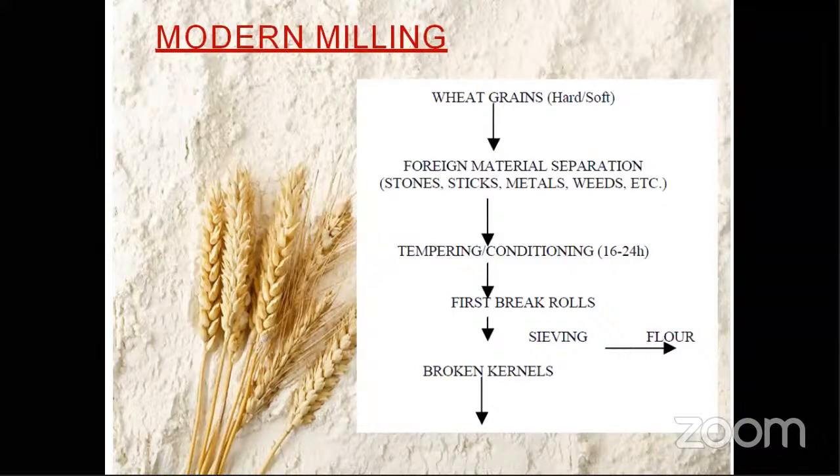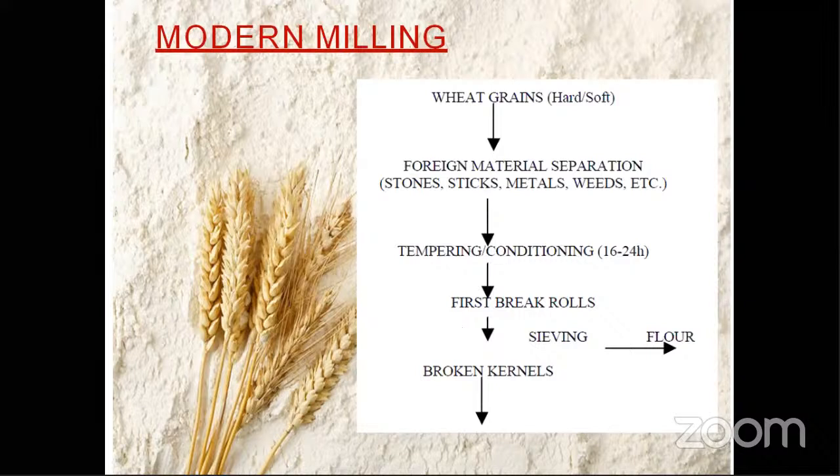In case of the modern milling, we take the wheat grains. After that, we clean them. After cleaning, we go for one process, that is tempering and conditioning. I will discuss in detail what we mean by tempering and what is conditioning. These are two different terms, but they are used together. A bit of the process is also different and the conditions are different. Then these tempered or conditioned grains are passed through the break rolls.